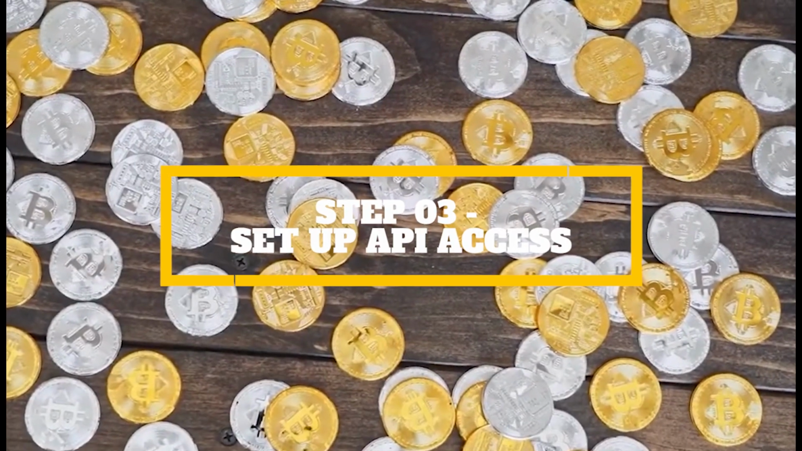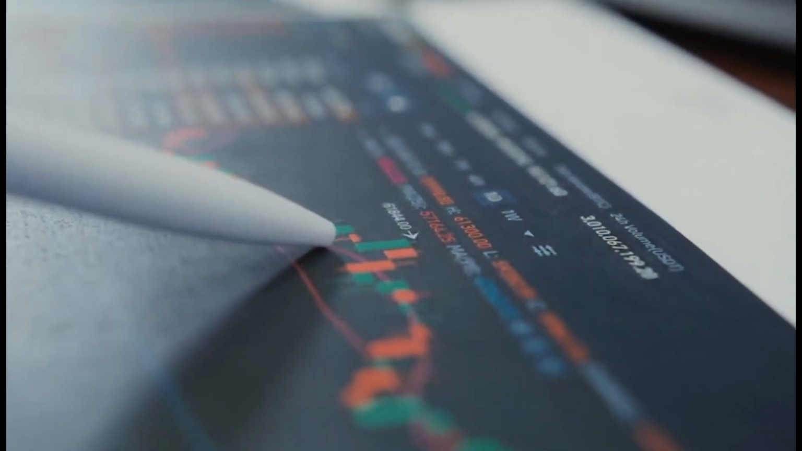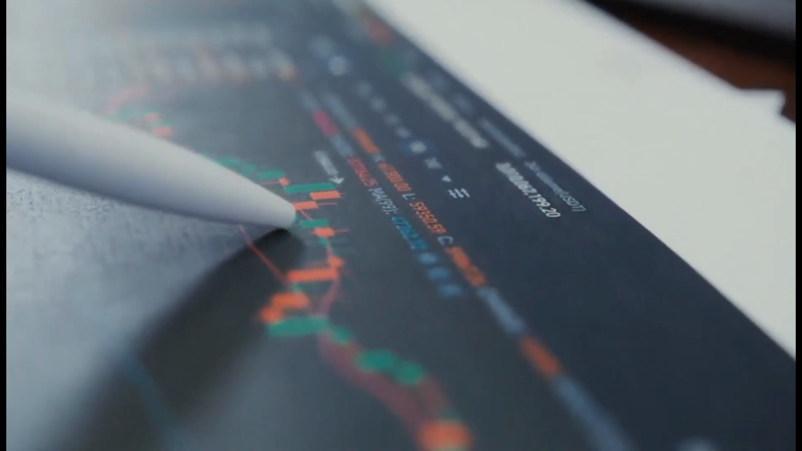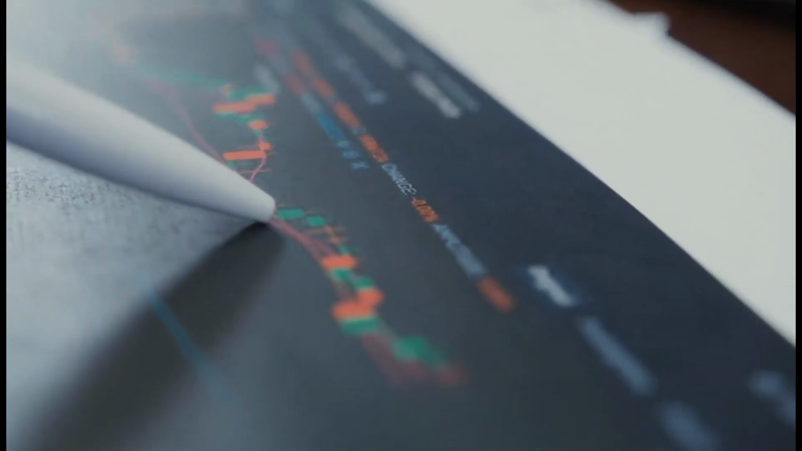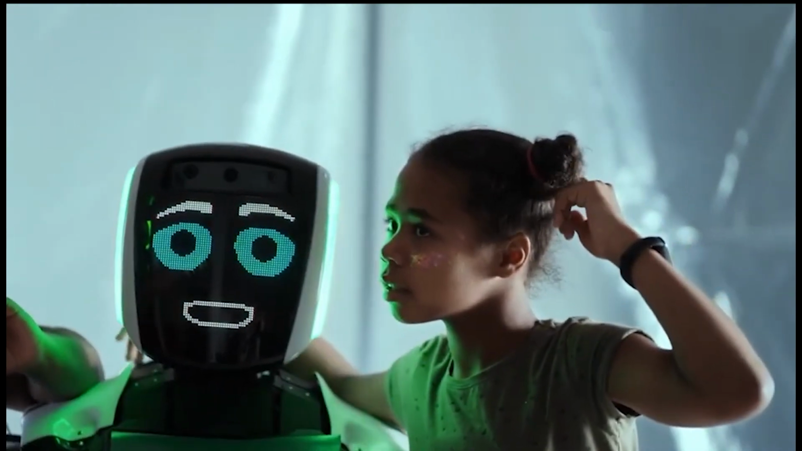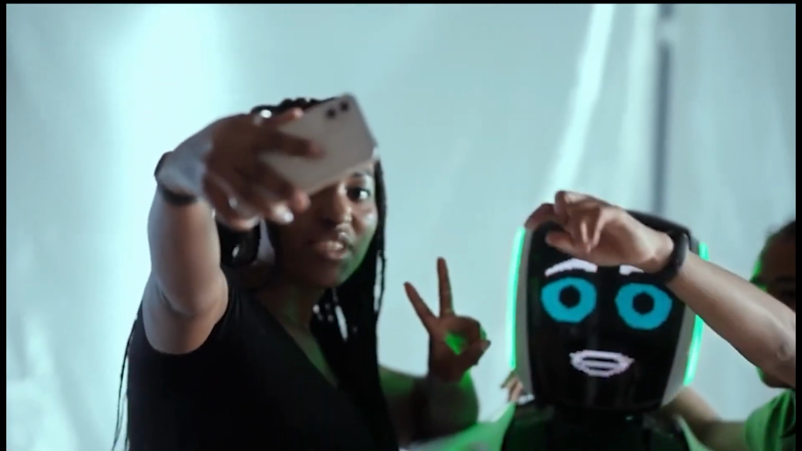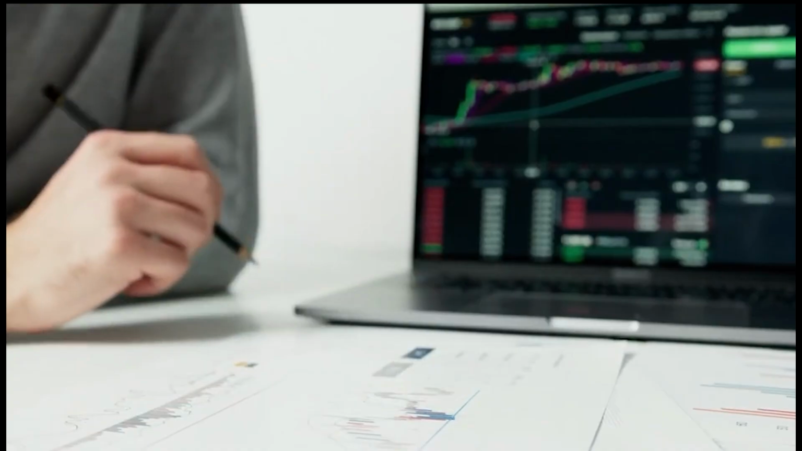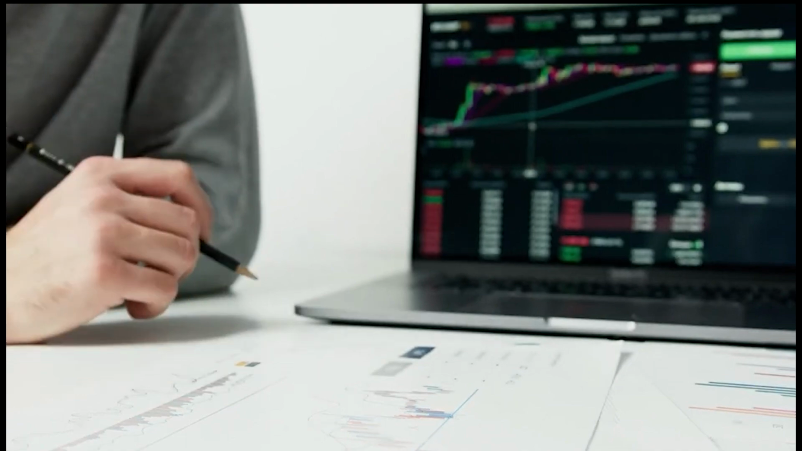Step 3. Set up API access. Once you have selected the exchanges, you need to register accounts and obtain API keys. API keys are unique identifiers that allow your bot to interact with the exchanges' APIs. The API keys will provide access to various functionalities such as retrieving market data, placing orders, and managing your account. Each exchange will have its own API documentation, which you should thoroughly review.